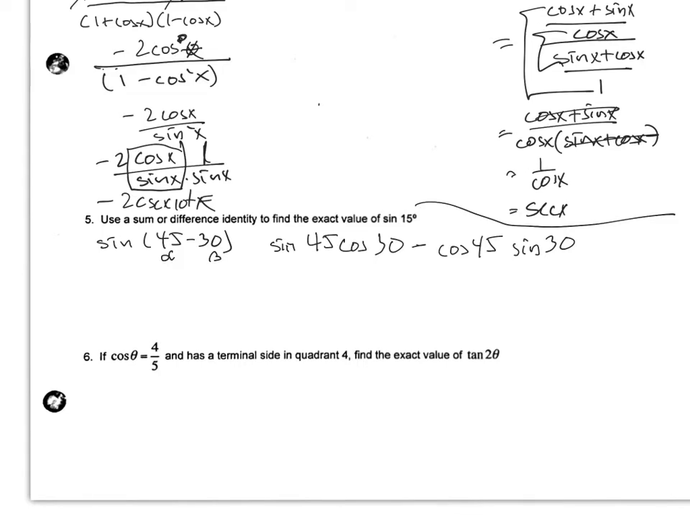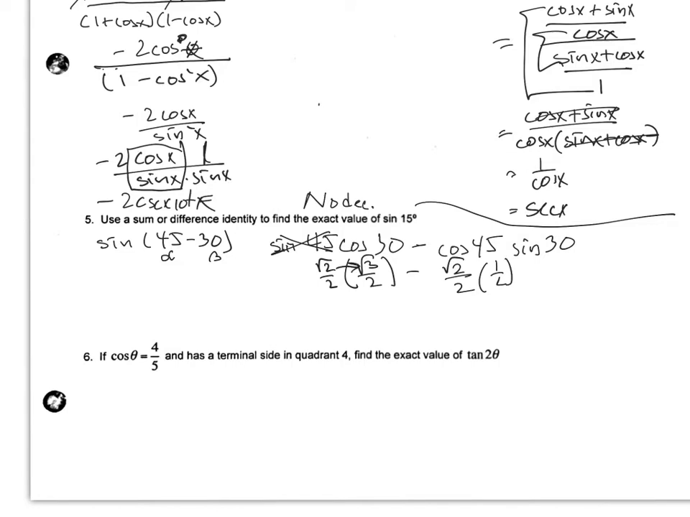Now get rid of the words. What is the sine of 45? Well, it is radical 2 over 2. Exact value means no decimals. And then we're going to multiply that by radical 3 over 2 minus cosine of 45. Again, when you do this, the word is gone. It's radical 2 over 2, and the sine of 30 is 1/2.